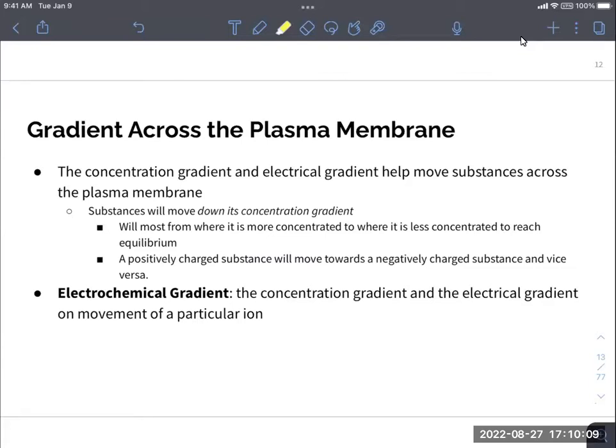So we also have an electrochemical gradient, which is the effect of the concentration gradient and the electrical gradient on movement of a particular ion. So what are the chances of sodium moving into or out of the cell, or potassium moving in and out of the cell?